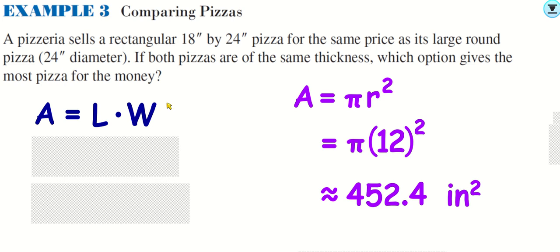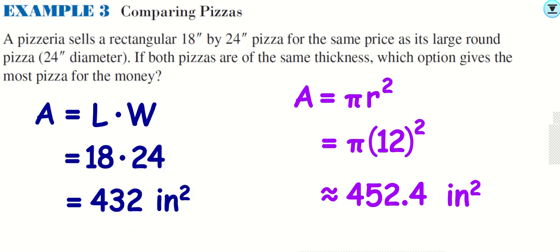How about the area of the rectangle? We're just doing length times width, and so that is merely 432 square inches. So it's pretty obvious which one gives you the most pizza for your money: the circular pizza that has a diameter of 24 inches. That'd be more pizza, technically, than an 18 by 24 rectangular pizza, based on the analytic formula or equation.